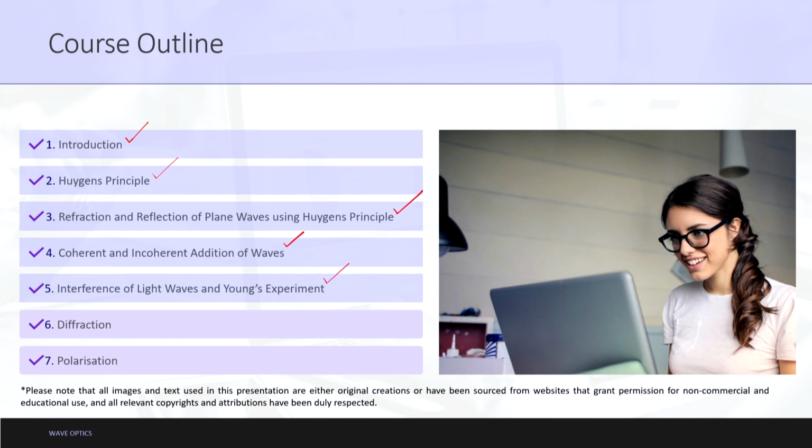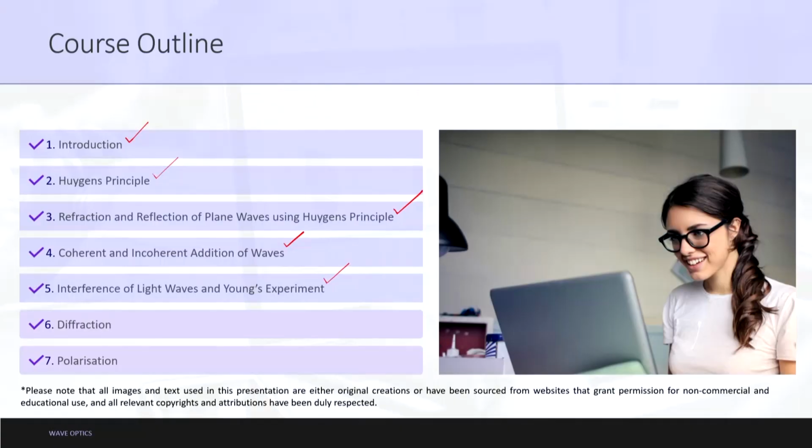What is Young's experiment, why was phase locking necessary for Young's experiment to take place, why it was not considered for a single slit, why only double slits are required, and why a source slit was required. What were the effects on the screen when we increase the wavelength, change the capital D value, or change the small d value, etc. We also understood the effects if a monochromatic source of light is replaced by a white source of light. So these were all explained in the fifth point, interference of light waves and Young's experiment.